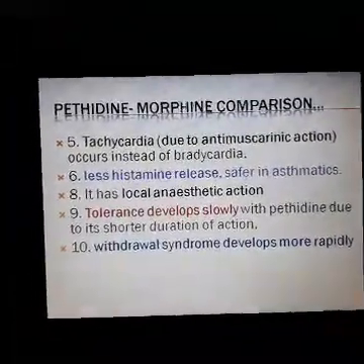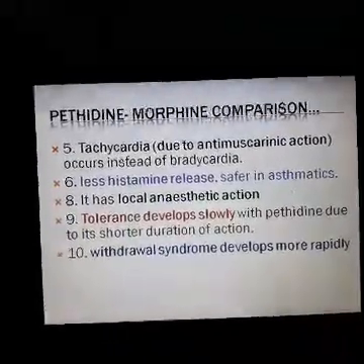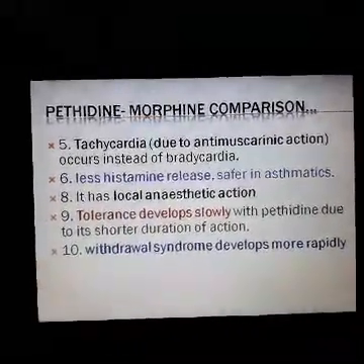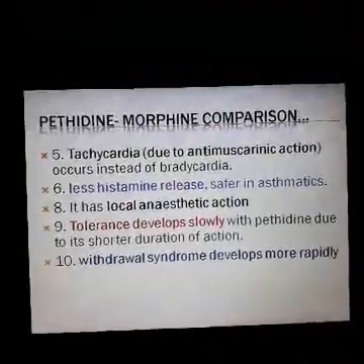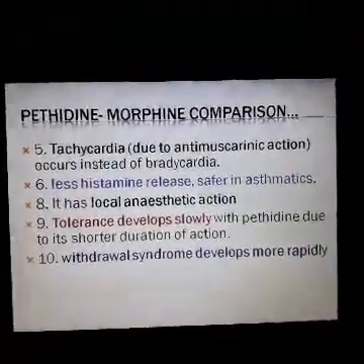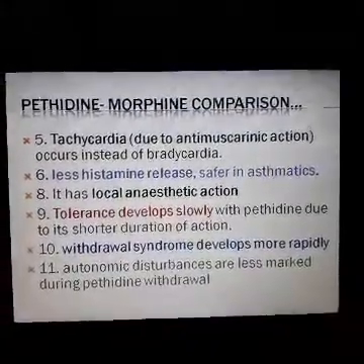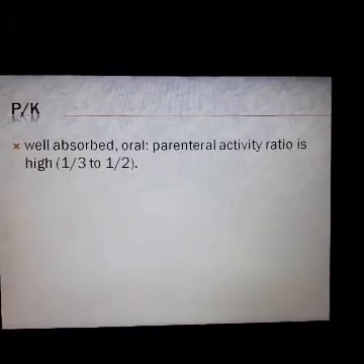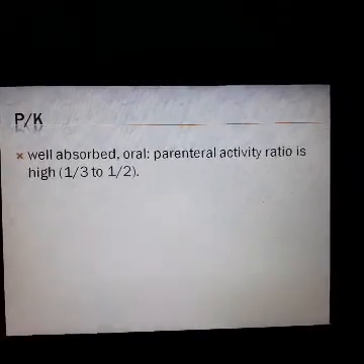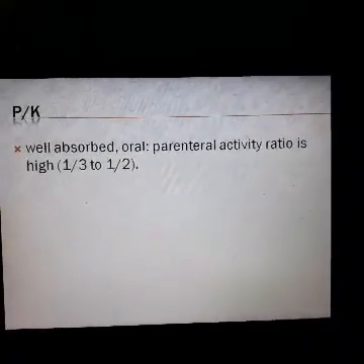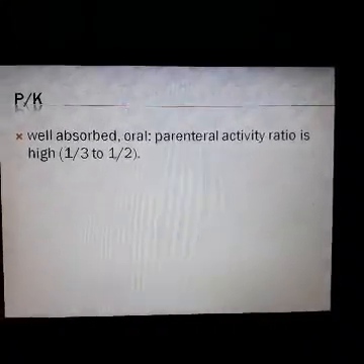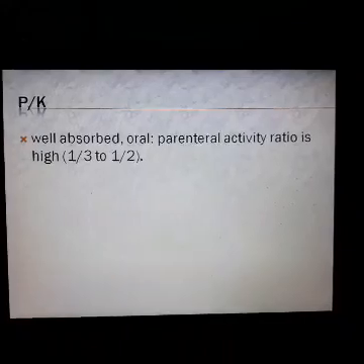But withdrawal symptoms develop more rapidly. So a shorter onset and shorter duration of action of the agonist means tolerance will develop slowly, but withdrawal symptoms will develop more rapidly. And autonomic disturbances are less marked during pethidine withdrawal. So pethidine is safer in many patients, like asthmatic patients, patients with benign prostatic hyperplasia, and patients with undiagnosed abdominal pain, but it should not be used in the treatment of myocardial infarction.